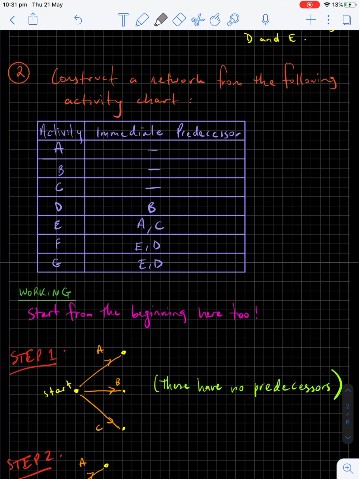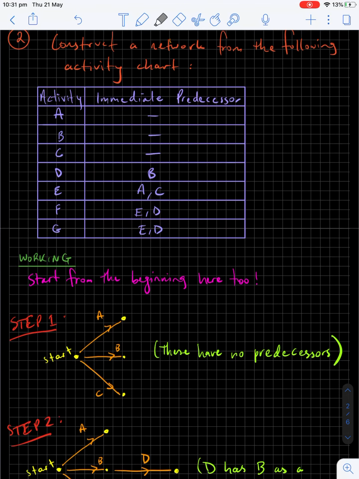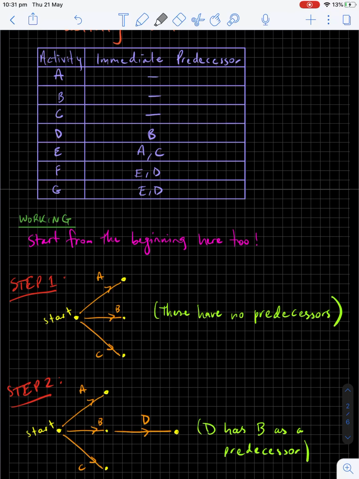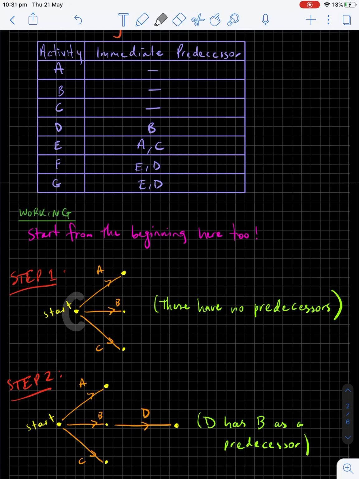This is definitely a lot trickier to make the network. Okay, so what you want to do is go from start to finish. First up, you want to deal with your starting activities, the ones with no immediate predecessors. So that's A, B, and C. From our starting dot, A, B, and C can all come out. So you want to draw those dots in first: the A dot, the B dot, and the C dot.